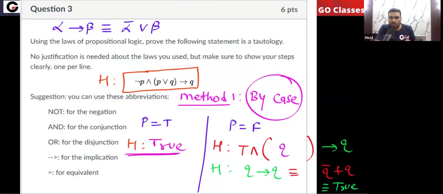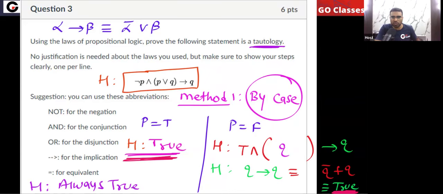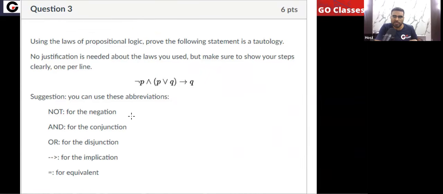So in both cases h is true. When p is false, h is true, and when p is true, h is true. H is always true, so h is a tautology. Very simple. Now the same question you can solve by the simplification method also.